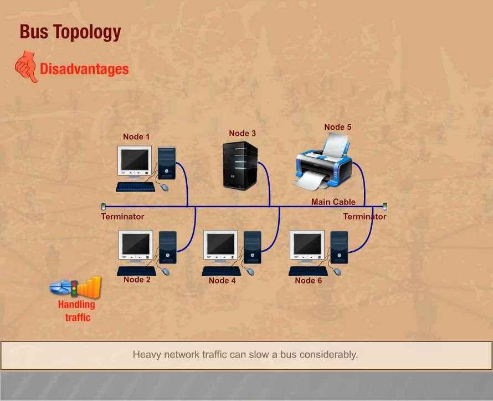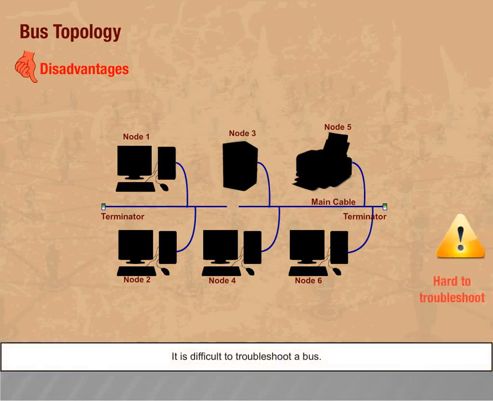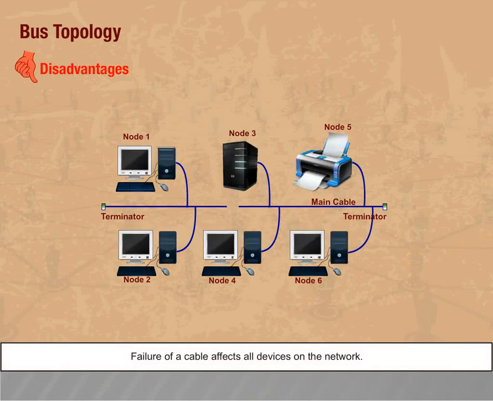Low cost. Disadvantages: heavy network traffic can slow a bus considerably. It is difficult to troubleshoot a bus. Failure of a cable affects all devices on the network. Difficult to add a new node.